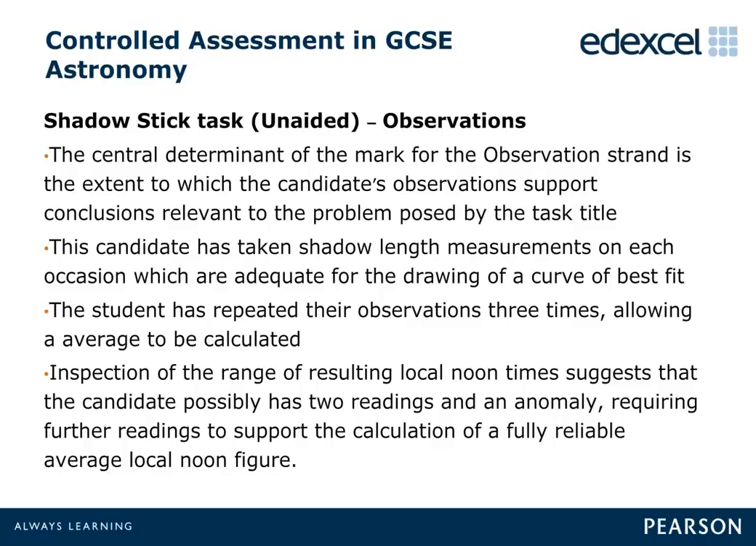This piece of work would have achieved 3 marks for observation because the central determinant of the mark for the observation strand is the extent to which the candidate's observations support conclusions relevant to the problem posed by the task title. This candidate has taken shadow length measurements on each occasion which are adequate for the drawing of a curve of best fit. The student has repeated their observations 3 times, allowing an average to be calculated.